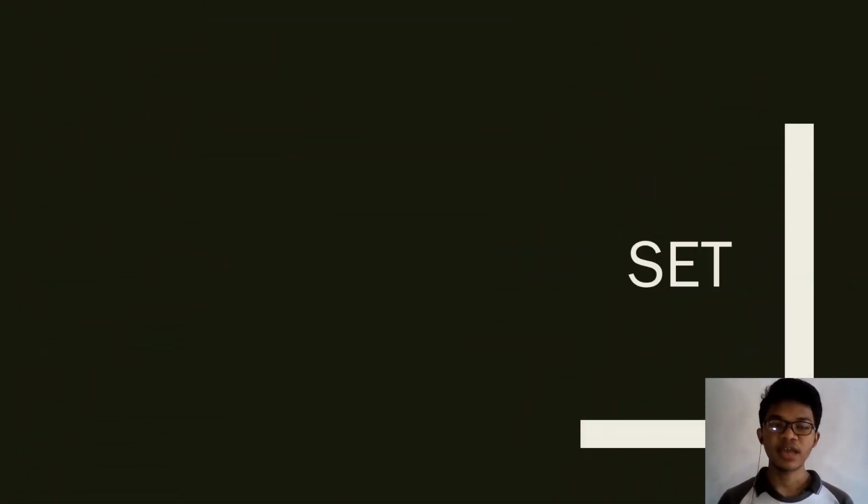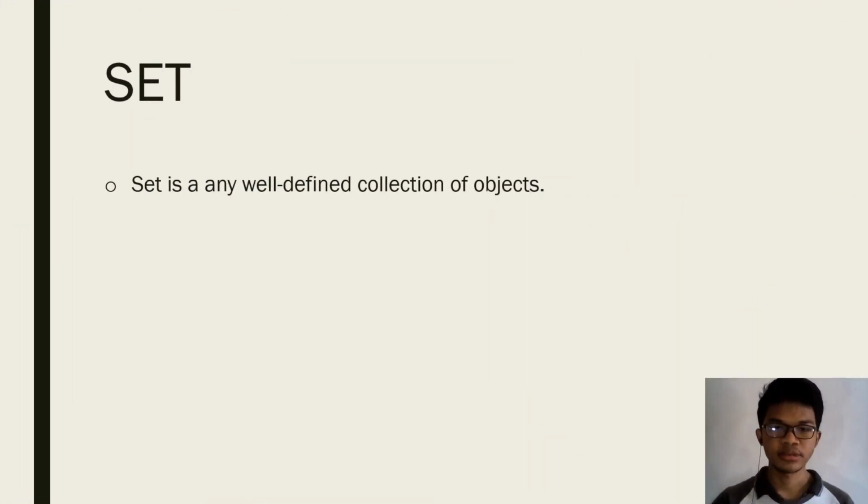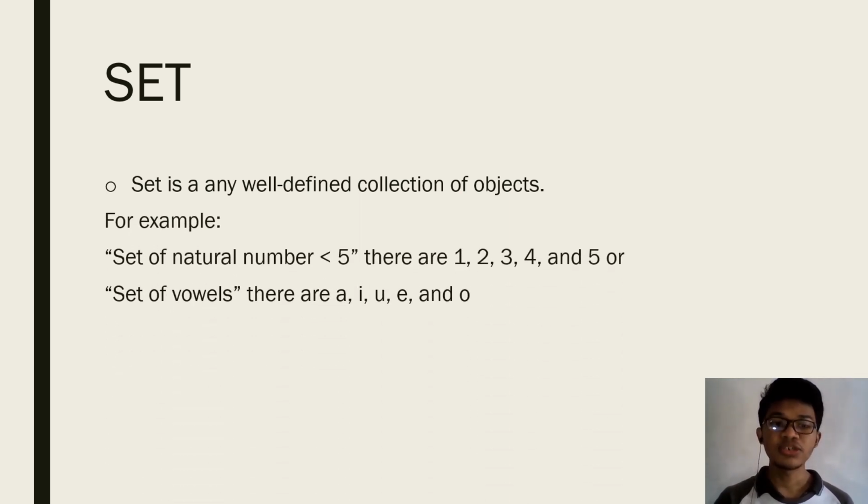The first material we will discuss is about set. Set is any well-defined collection of objects. Well-defined is clearly defined. Your answer must be the same. Suppose, for example, you say set of natural number less than 5. There are 1, 2, 3, 4, and 5. Or set of vowels. There are A, E, I, O, and U.